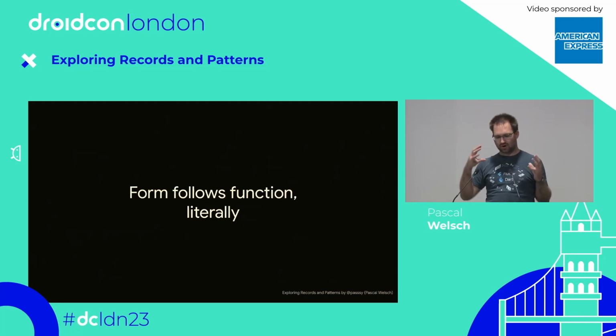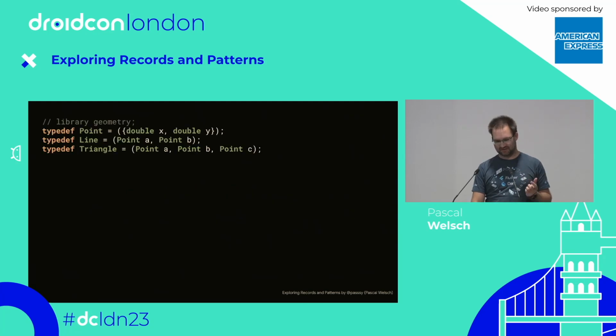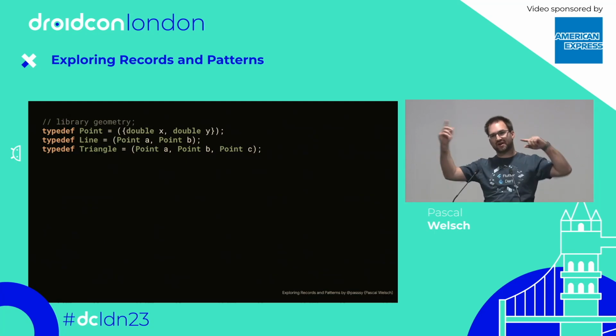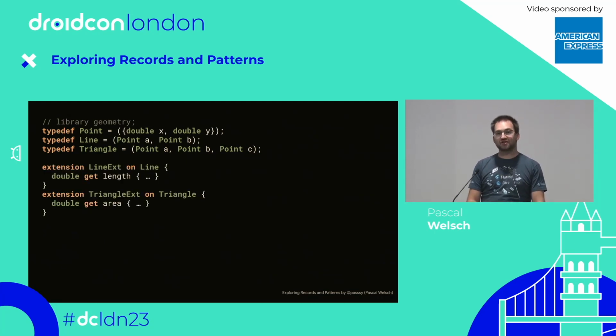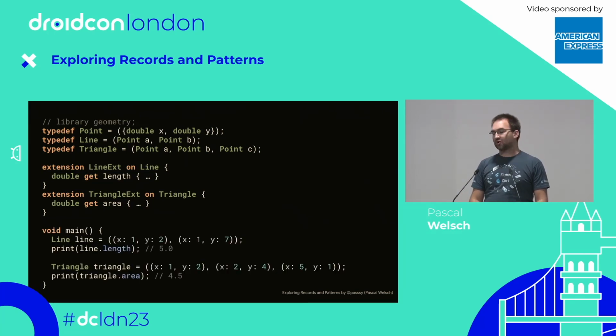Let's talk about the form of a record, because this is the interesting aspect of it. This is a small library I created. I called it geometry. That's something we learned at school. A point has 2 values, x and y, and if we have 2 points, we can make a line. If we have 3 points, we can make a triangle. We all learned that in school. We can create extensions for these types. So for example, the length of a line or the area of a triangle. Easy, isn't it? It now gets interesting because, of course, we can call this.